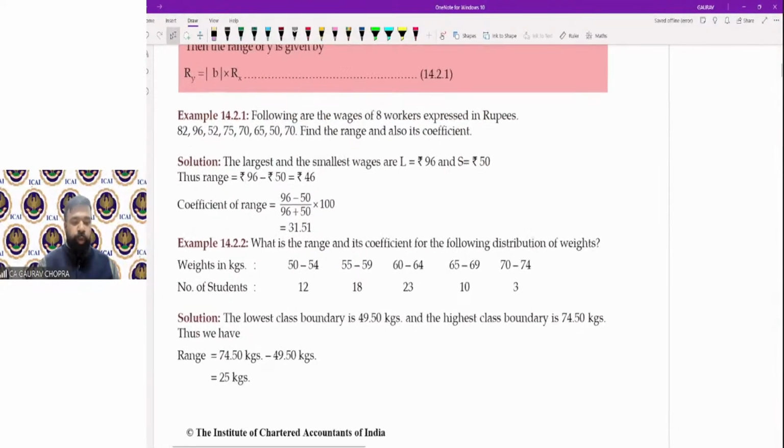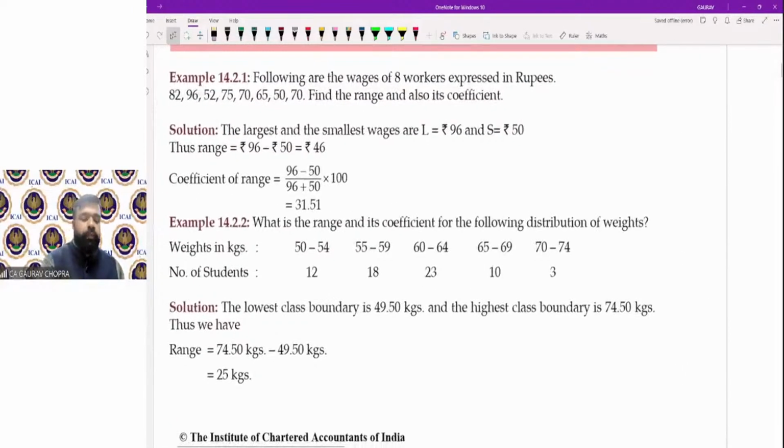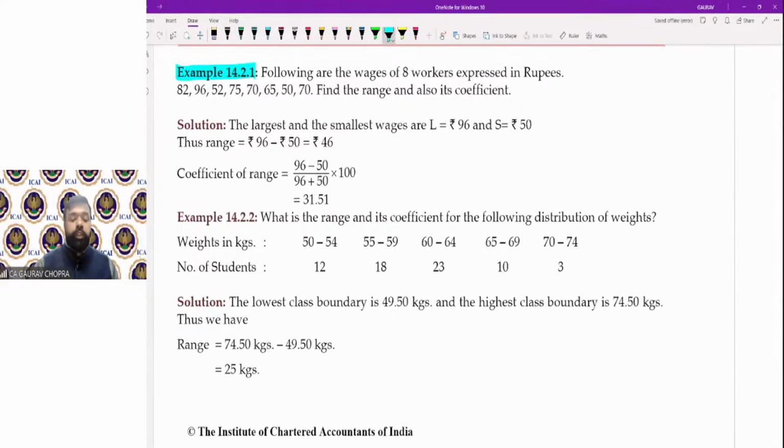Now 14.2.1. The first example. Following are the wages of 8 workers expressed in rupees. Find out the range and its coefficient. Range and coefficient दोनों आपको calculate करना है. So for range, find out the highest and lowest value. Highest value is 96 and lowest value is 50. So 96 minus 50. This is how much? 46. You have to answer rupees 46.